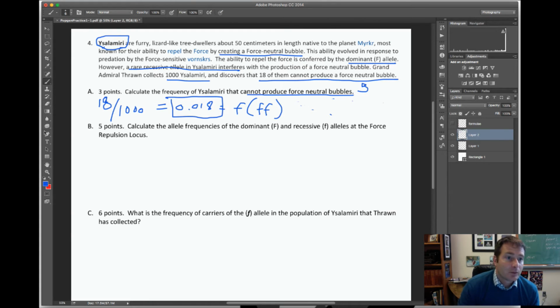All right. Go back to the brush. 5 points. Calculate the allele frequency of the dominant and recessive alleles at the force repulsion locus. All right. Here's where we have to convert these numbers into our knowledge of how Hardy-Weinberg equilibrium works. And so if we know that the frequency of this genotype is equal to 0.018, we know that is equal to q squared, right? So I could put this up here if you wanted to.